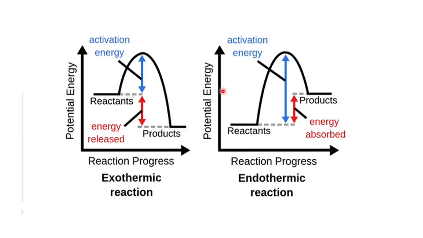A reaction pathway diagram is shown, where in an exothermic reaction, the reactants are at a higher energy level, as the reactants release energy into the surroundings and the products are at a lower energy level. In an endothermic reaction, the reactants do not have much energy, so they are at the lower level and absorb heat from the surroundings, so the products are at a higher energy level.